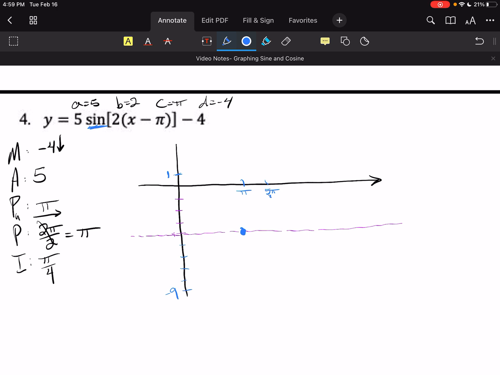5 pi over 4, 6 pi over 4, which would be 3 pi over 2, 7 pi over 4, and then 8 pi over 4, which would be 2 pi. And then follow the pattern. So up to positive 1, back down to the midline, down to negative 9, and back to the midline. And then draw your graph. And that's it.